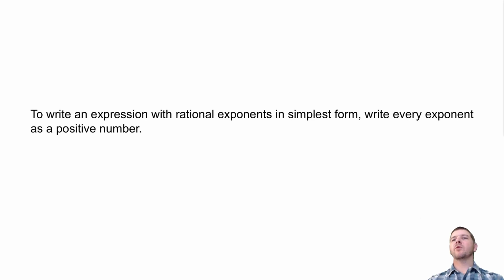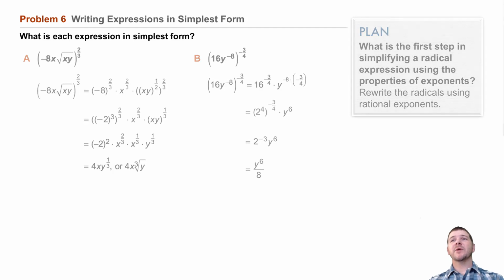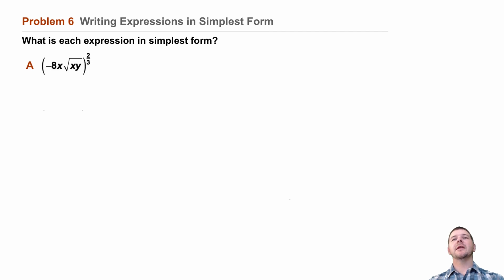To write an expression with rational exponents in simplest form, write every exponent as a positive number. Problem 6. Writing expressions in simplest form. What is each expression in simplest form? Part A. Negative 8x times the square root of xy, that quantity raised to the 2/3 power.